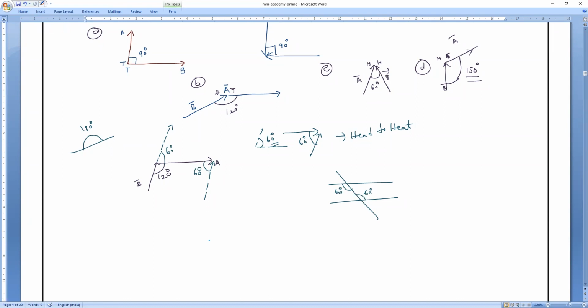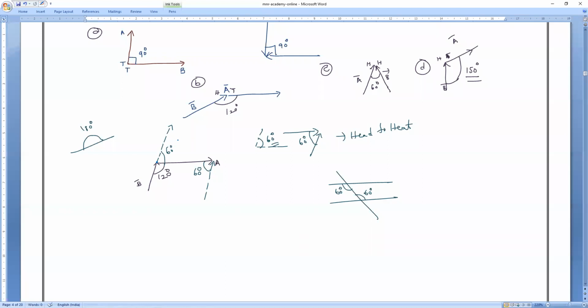Next, for example, we already found that head to head is 60 degrees. And if you notice here, tail to tail: this is the tail of this parallel shift and this is the tail of this vector A. So here also, how much is the angle, everybody?